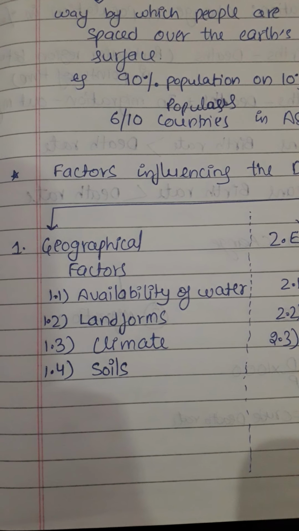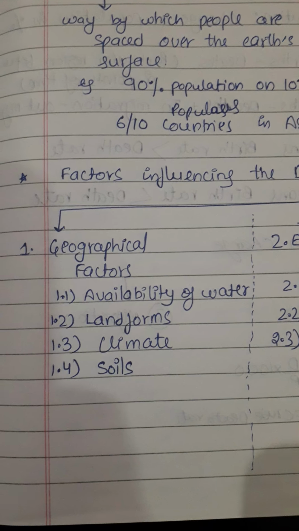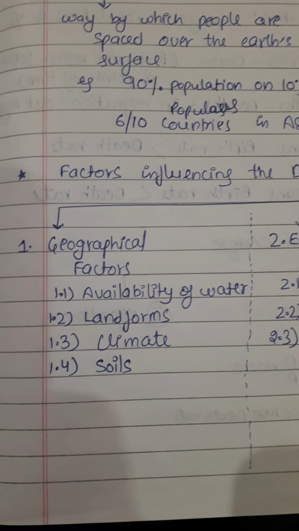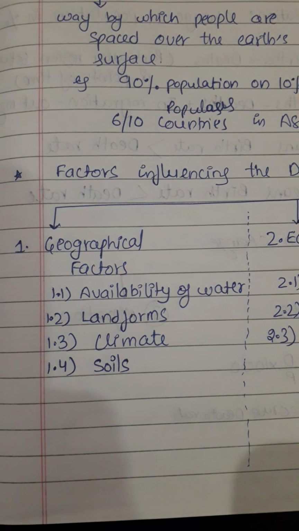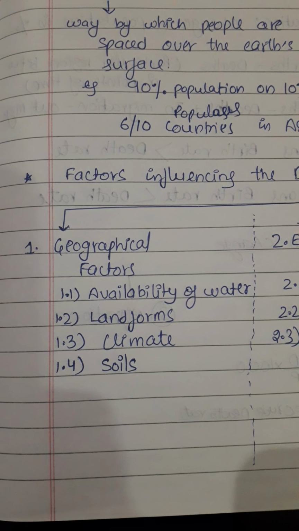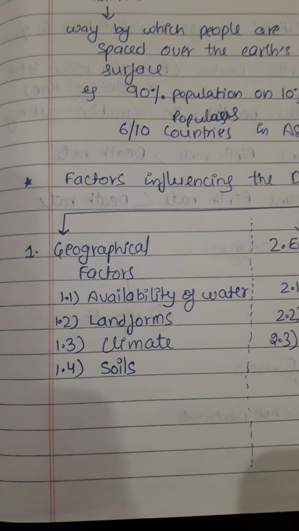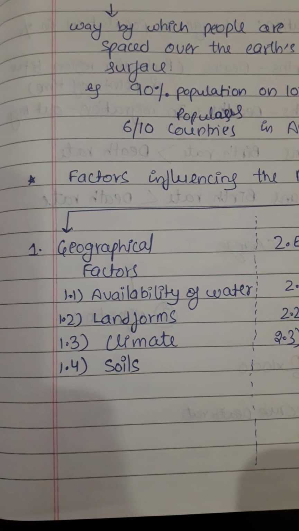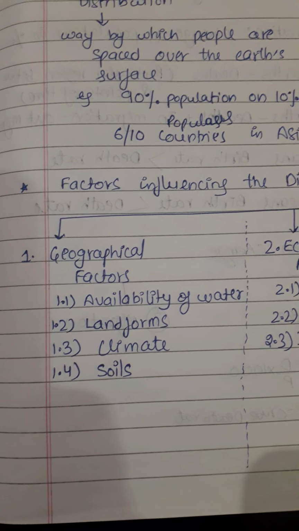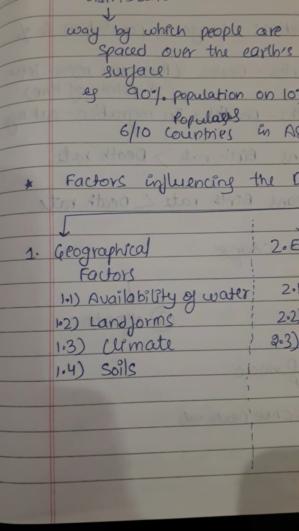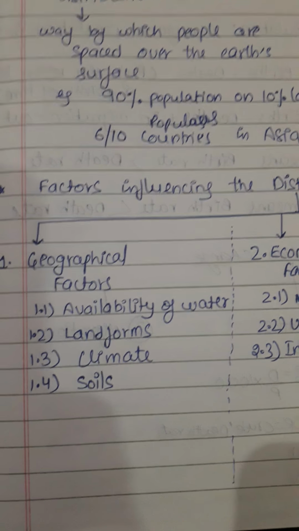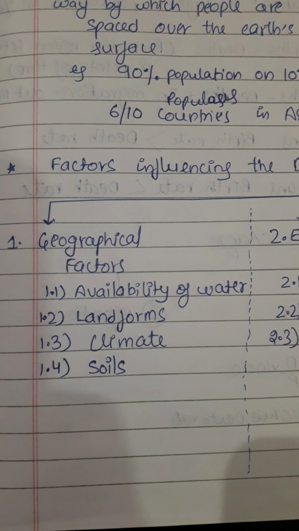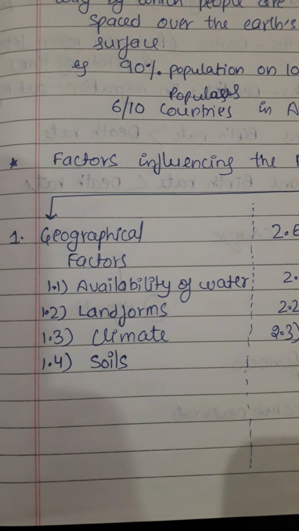It is quite obvious that I would like to settle where there is availability of water. So water plays an important role. It's not just about drinking, it's also used in cooking, washing clothes, agriculture and industries. All this needs water. So one of the factors which influence the population is the availability of water. Population will be more where there is more water.